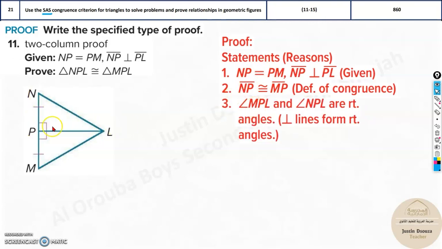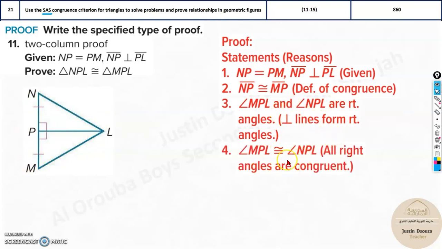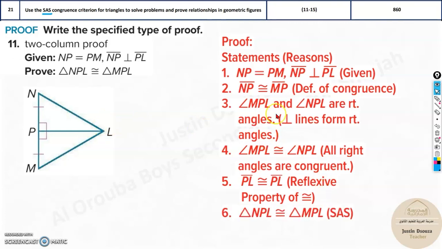Then we have these angles, right? Since it's told perpendicular, they are right angles. So here MPL and NPL are right angles. Perpendicular lines form right angles and they are congruent. If both are right angles, obviously they'll be congruent, isn't it? 90 degrees, 90 degrees. Then what else? PL is the same line for both the triangles. It's from the reflexive property. So now we have the side, angle and side. So from the SAS postulate, we can prove that the triangles are congruent.